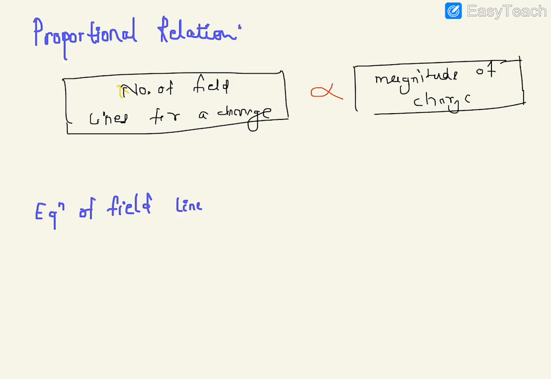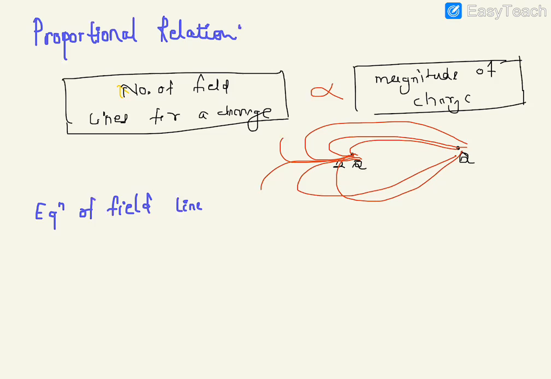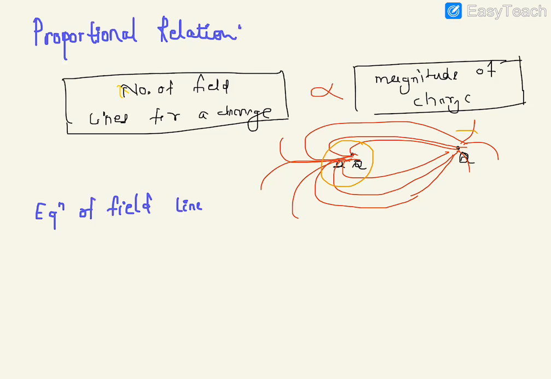Okay, so let's say I have a charge 2q and a charge q. So I will have more field lines towards charge 2q. Oh, sorry, one thing to remember: the field lines never cross each other. Okay, so you can see the density of lines around 2q is more than the density of lines around q.